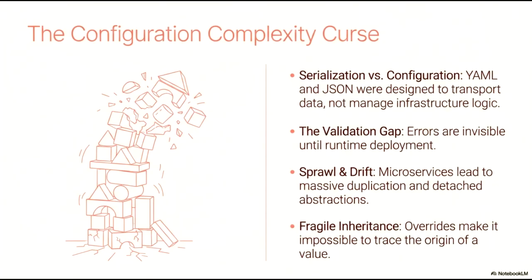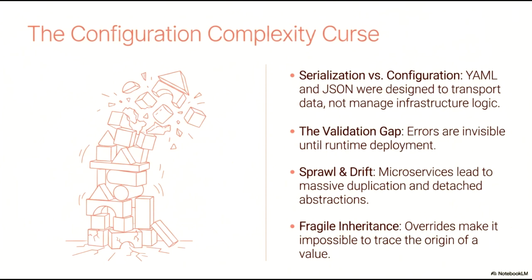This creates a significant validation gap. Because these formats lack native logic, errors frequently remain invisible until the moment of runtime deployment. These late-stage failures are both costly and entirely avoidable with better tooling. Furthermore, as we scale, microservices often lead to sprawl and drift. We see massive duplication across configuration files, resulting in detached abstractions that are difficult to synchronize and maintain.